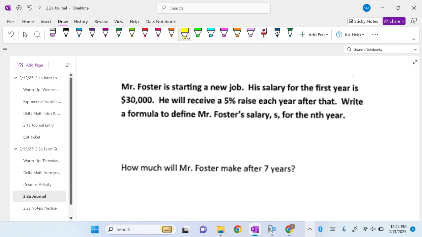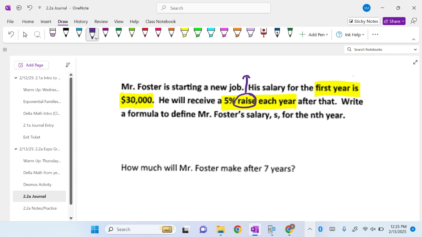So, let's pick out some important information here. Someone raise their hand and tell me one piece of important information that we need. Corey. First year is $30,000. Good. What's another piece of information that we need? Jasmine. 5% raise each year. All right. So, based off of what is said in the problem, do you think this is going to be a growth or decay problem? Growth. How do you know? Right. It says raise, which means growing.